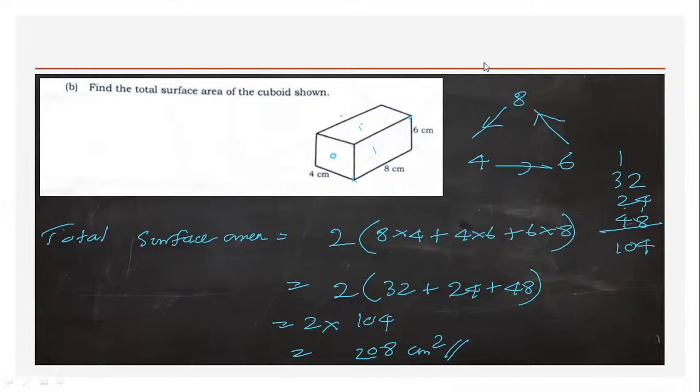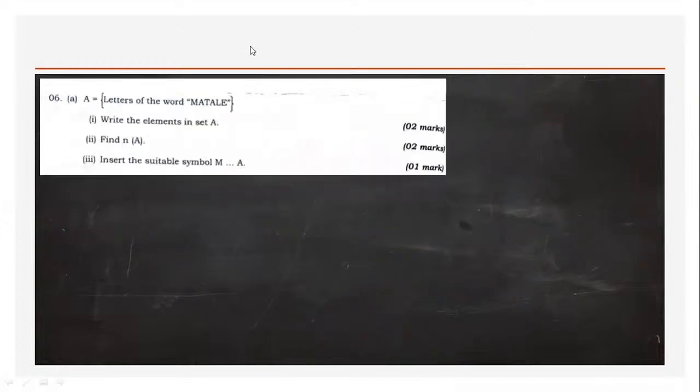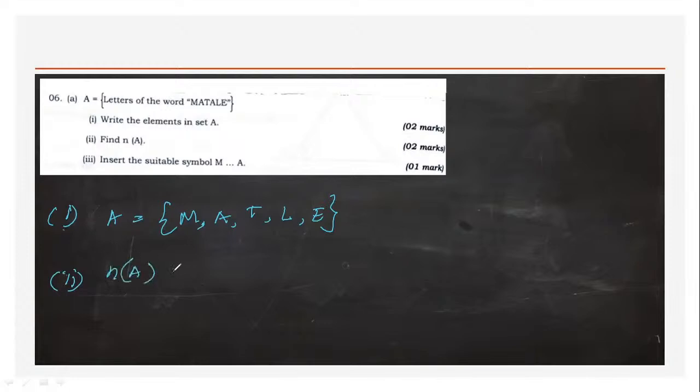Our last question. Letters of the word Martale. Write the elements in set A. So we can write elements M, A, R, T, L. That's enough. Right? We can't repeat one letter twice. Keep the comma in between the letters. We wrote the elements in set A. Find n(A). How much? 1, 2, 3, 4, 5.